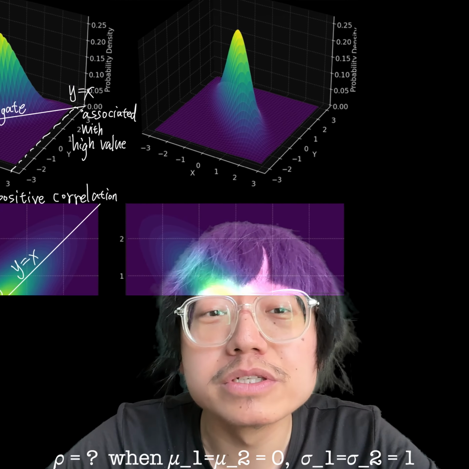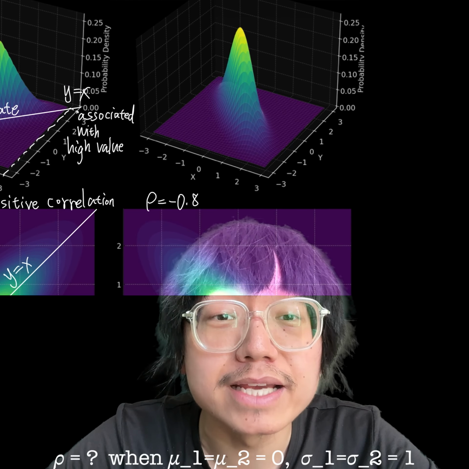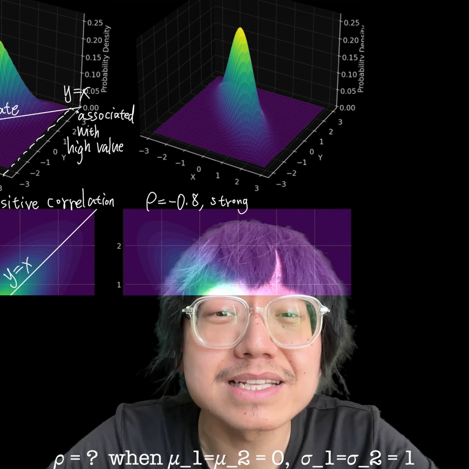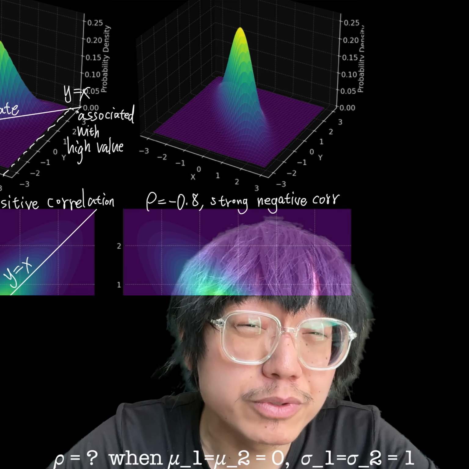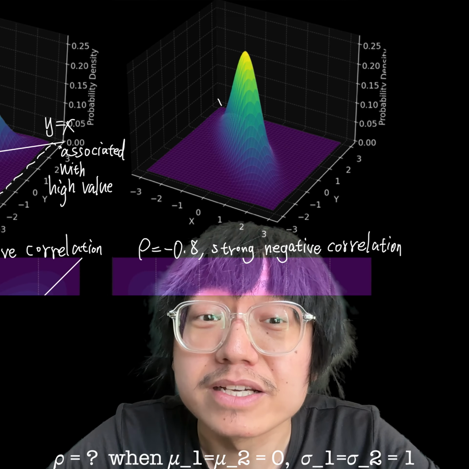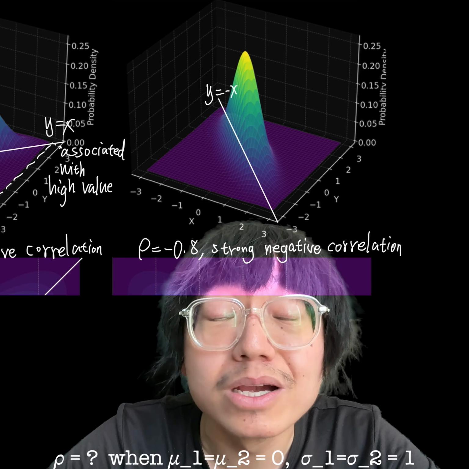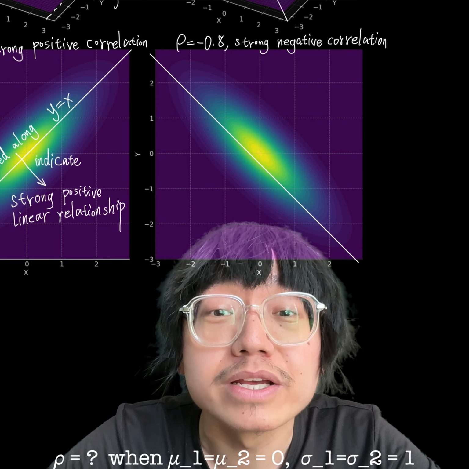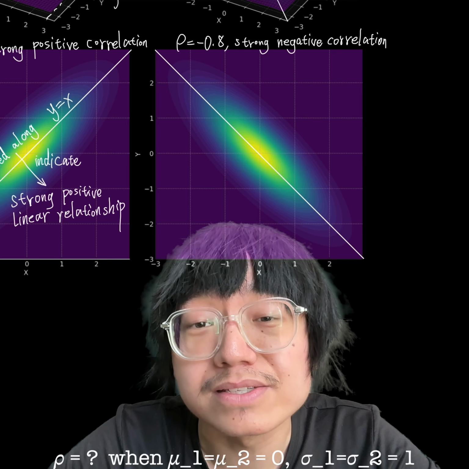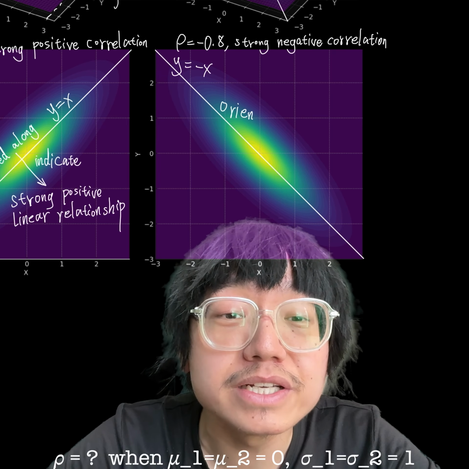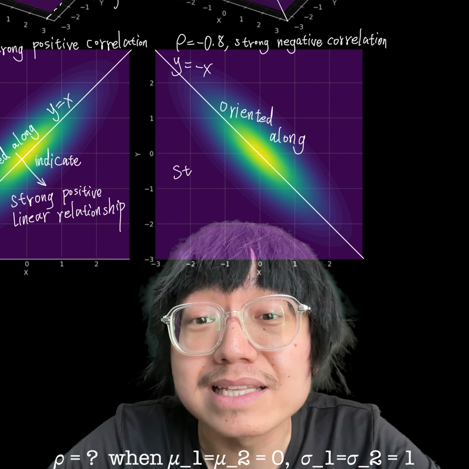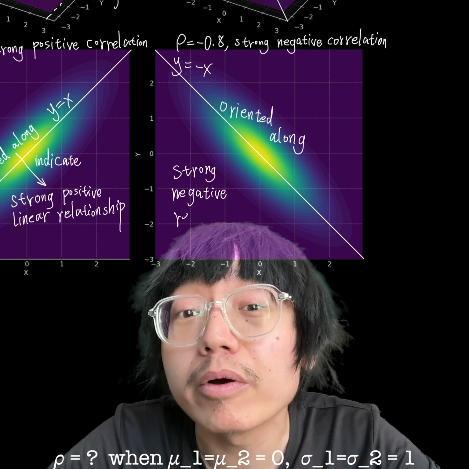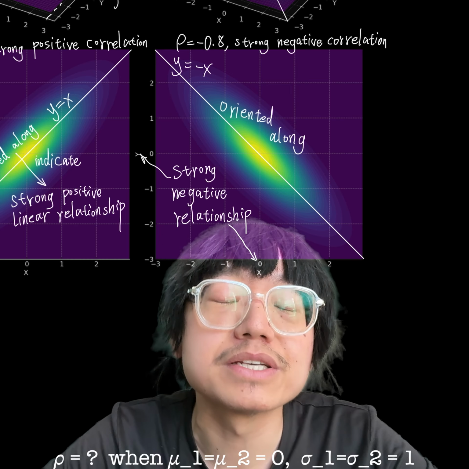And third, when rho is equal to negative 0.8, which suggests a strong negative correlation, this distribution is also elongated, but along the line y equals negative x. These ellipses are oriented along y equals negative x, which indicates a strong negative relationship: as one variable increases, the other decreases.